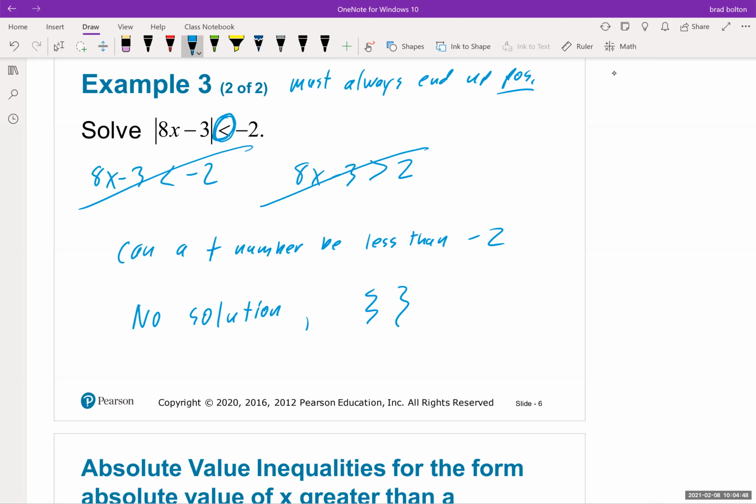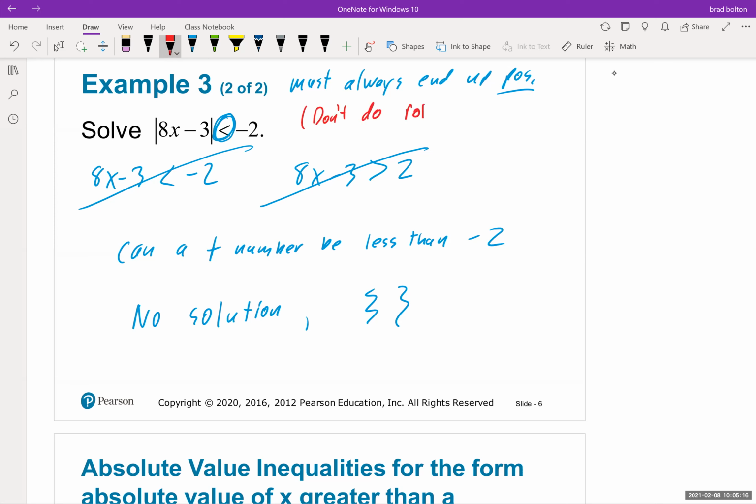Now, if you went through and did the positive version, the negative version, and you're like, but professor, I got solutions. Did you check your solutions? Did you plug them back in and see if they worked? Without having to do everything, let me see if I can tell you. Yeah, so in general, when you're doing absolute values, you should always check if the original statement is even possible.